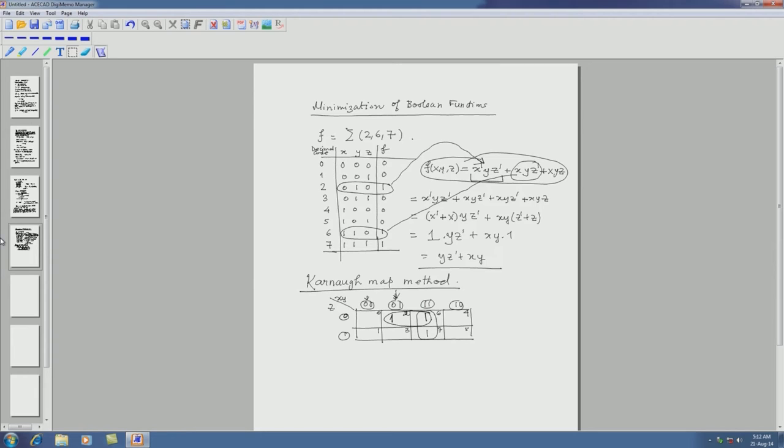Now, if you consider these two cells, you will find that the value of x changes, value of y remains intact and value of z remains intact. Only the value of x changes, so we cut down x. So, what we do is that corresponding to this merged cell, I write y z complement. Then I see that I can merge also these two cells, and when I do this, the value of z changes from 0 to 1, value of x and y remains as it is. So, I will just write plus x and y, removing the variable value which changes, and this happens to be the reduced expression. What we see is that this is exactly what we got by using algebra.